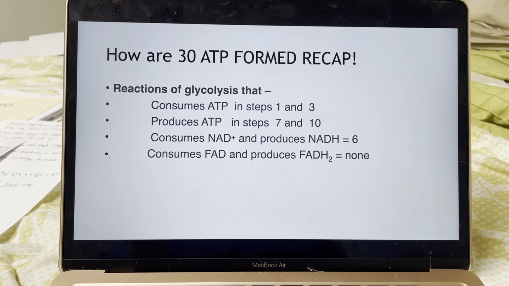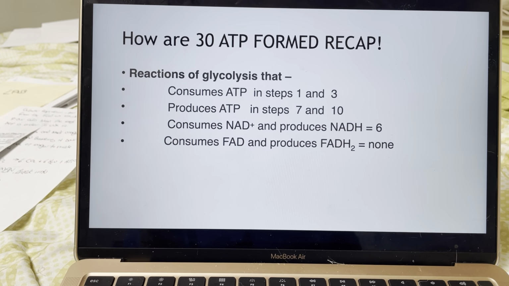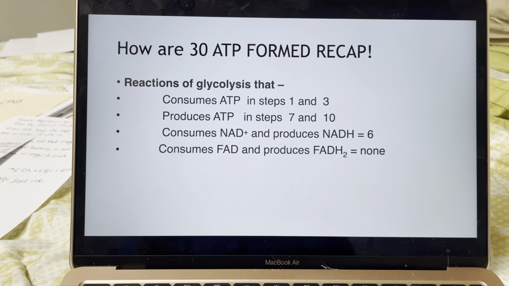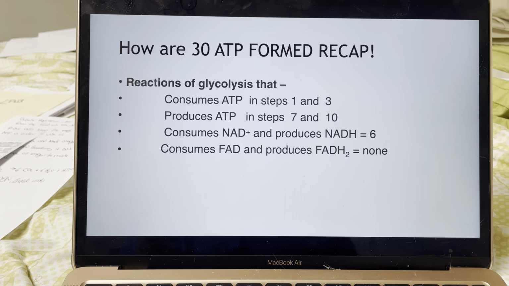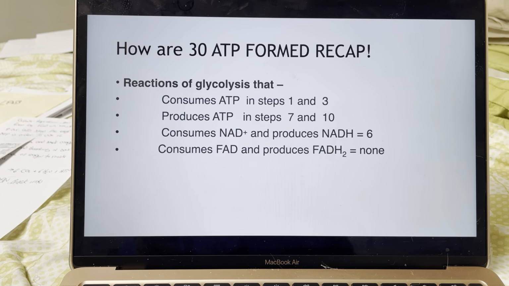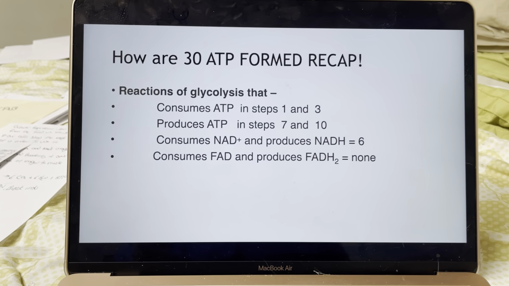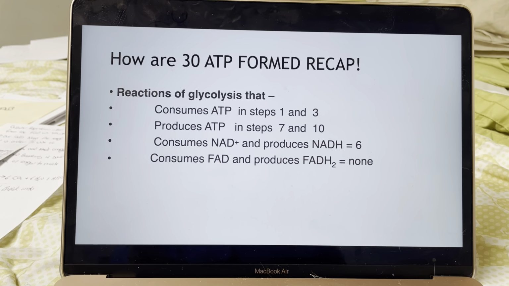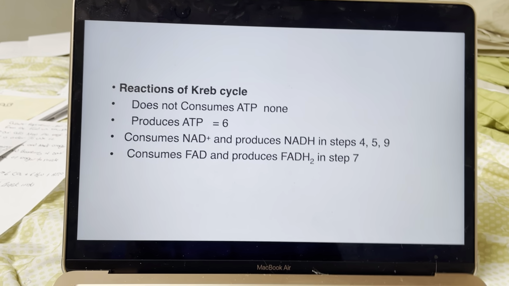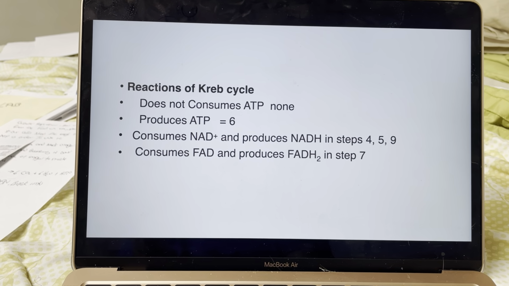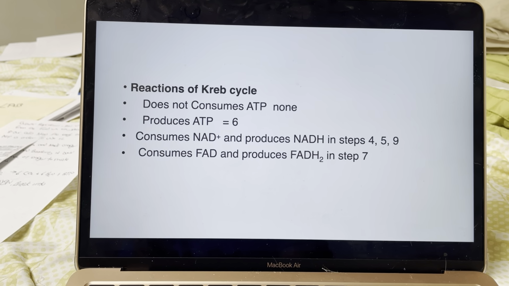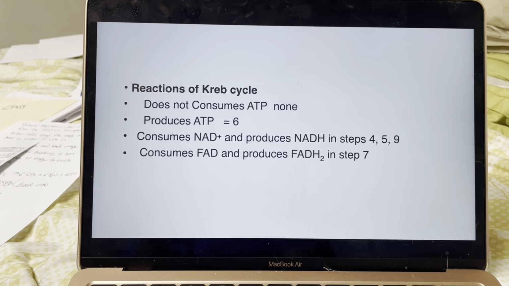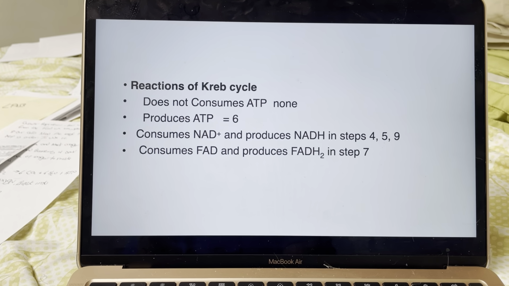So to recap how we would calculate 30 ATP: in glycolysis, steps 1 and 3 will consume some ATP, and steps 7 and 10 will produce some ATP. It also consumes NAD plus and produces NADH, and then it consumes FAD and produces FADH2, but none of that happens in glycolysis. For the Krebs cycle, we don't consume any ATP, but we produce 6 ATP molecules. We consume NAD plus and produce NADH in steps 4, 5, and 9. We consume FAD and produce FADH2 in step 7.